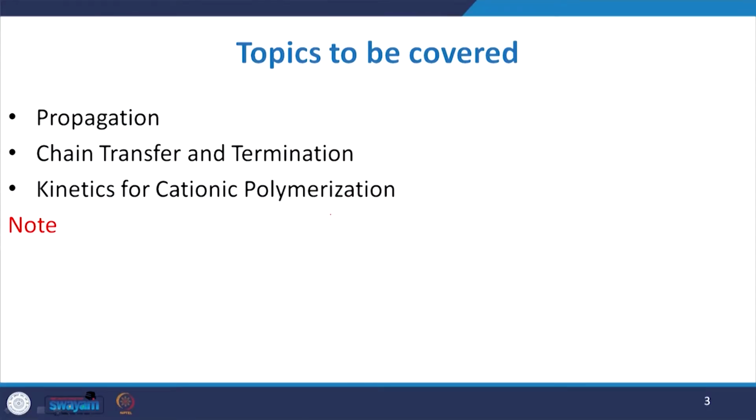Now, in this particular chapter, we will discuss the propagation, chain transfer and termination, and the kinetics of cationic polymerization. This particular lecture is deliberated more towards the basic mechanism of cationic polymerization. So, let us have a look at the propagation step.